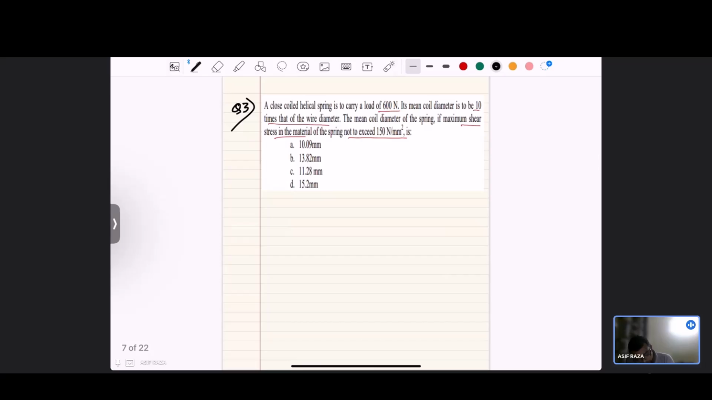So let us write. It is to carry a load of 600 Newton. Mean coil diameter is 10 times that of the wire diameter. We need to find the diameter of the spring if maximum shear stress will not exceed the given value, okay.